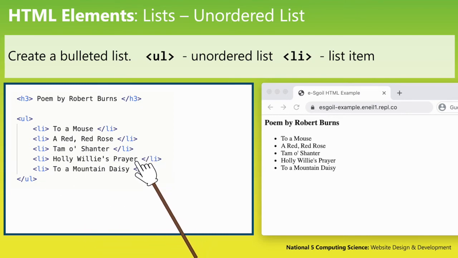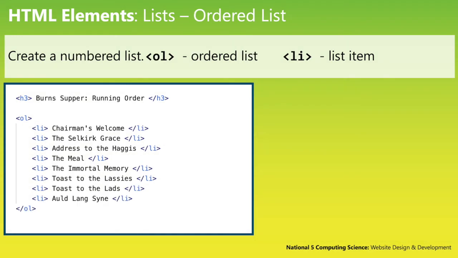If we forget to close a list item tag, we get some very weird looking lists, and we could have a list that goes down in steps. So it's really important to remember, when you open a tag, you always close it. The other kind of list that we may use in our website is a numbered list or an ordered list.